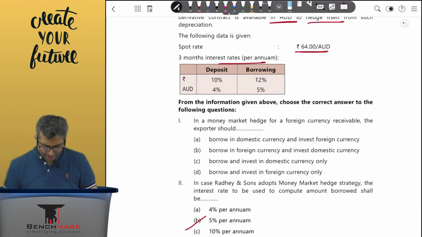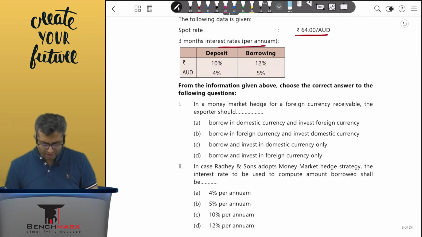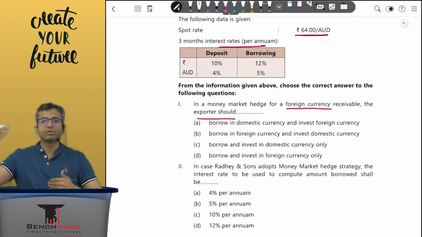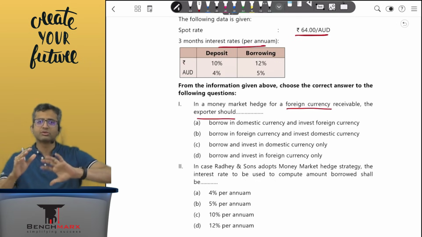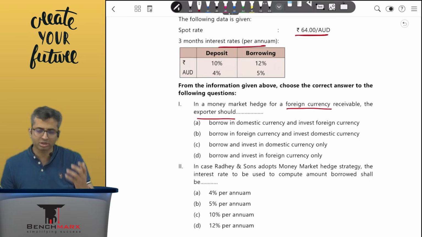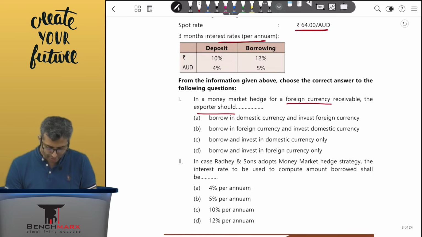So if I were to look at the money market hedging over here, the first thing is that in a money market hedge for a foreign currency receivable, the exporter should, now you have a receivable, that is, you have an asset in the foreign currency. So in order to hedge, you will take the opposite, that is you will borrow, take a liability in the foreign currency, and hence you will borrow in Australian dollars and invest that money in Indian rupees. So your answer should be B.